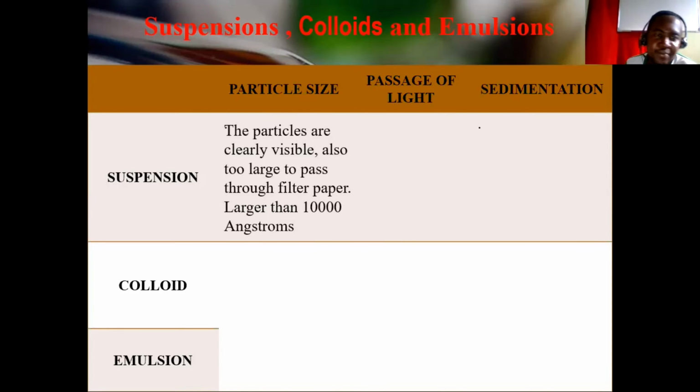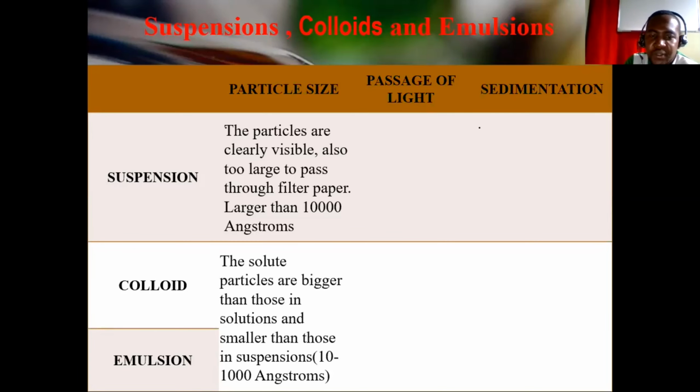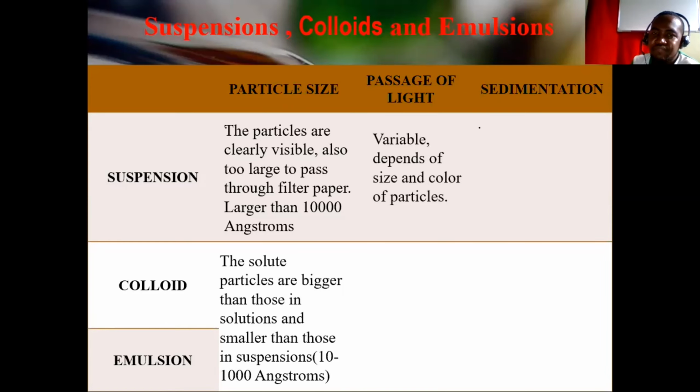All right. Passage of light. So what it means is if we shine light through a suspension, would it cause light to change its path, or does it reflect light, or allow light to pass through freely? No, it doesn't allow that. We know those already. So it varies depending on the size of the particles. It varies for suspensions depending on the size of your particles that you're using.